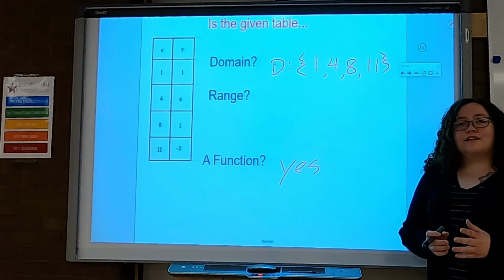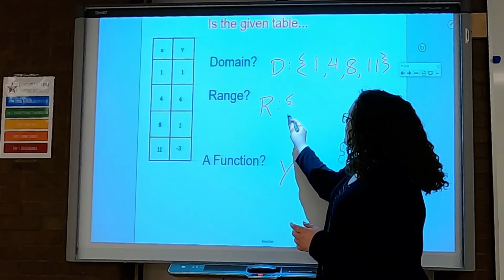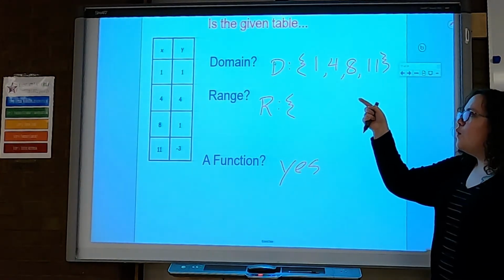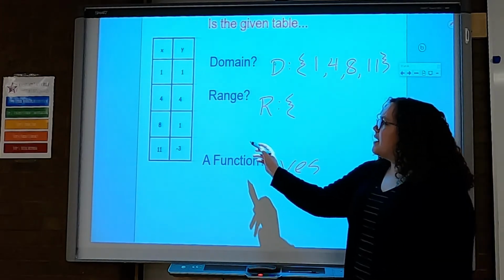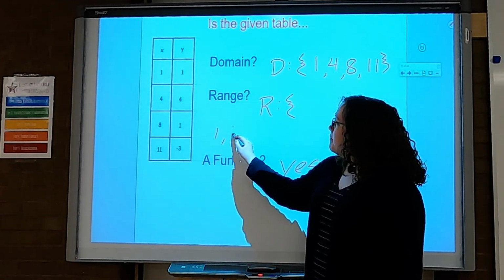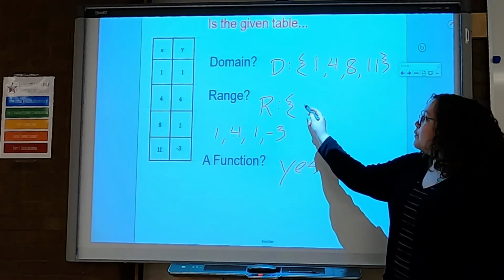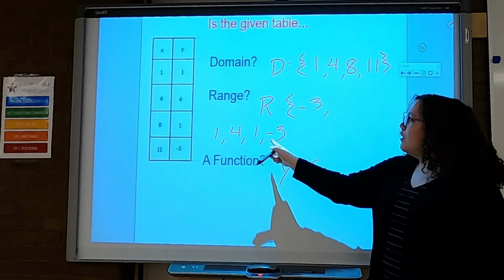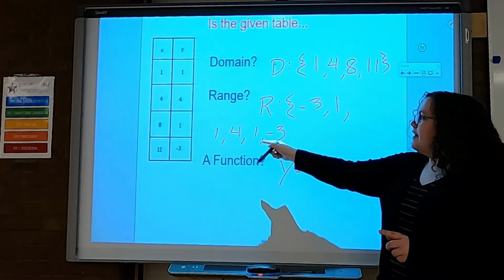All right, now let's finish it up with range. So for range, first of all, let's see if this is in numerical order this time. We've got a 1, a 4, a 1, and a negative 3. It is not. So I'm just going to make a list of these numbers so I can keep track of them. And now let's list them in numerical order. We've got negative 3, comma, 1. I have 2 1s, but I only need to put 1. And then a 4.